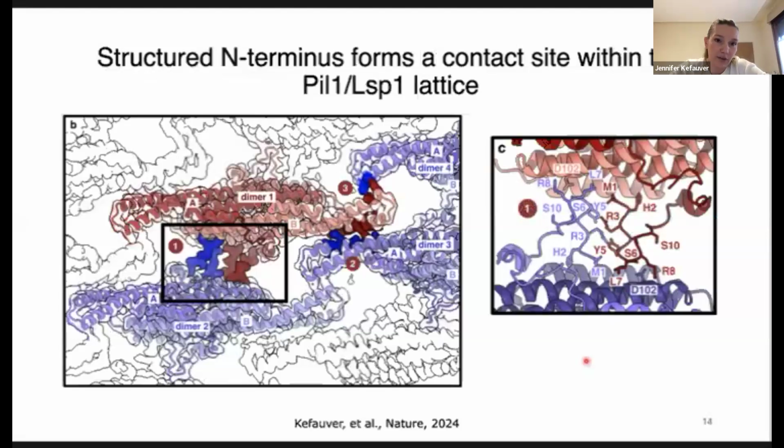And here's a better view of those contact sites. There are actually 3 sites: this one between the N-termini, which is a bunch of weak interactions between them, and the other 2 sites at the BAR domain tips.